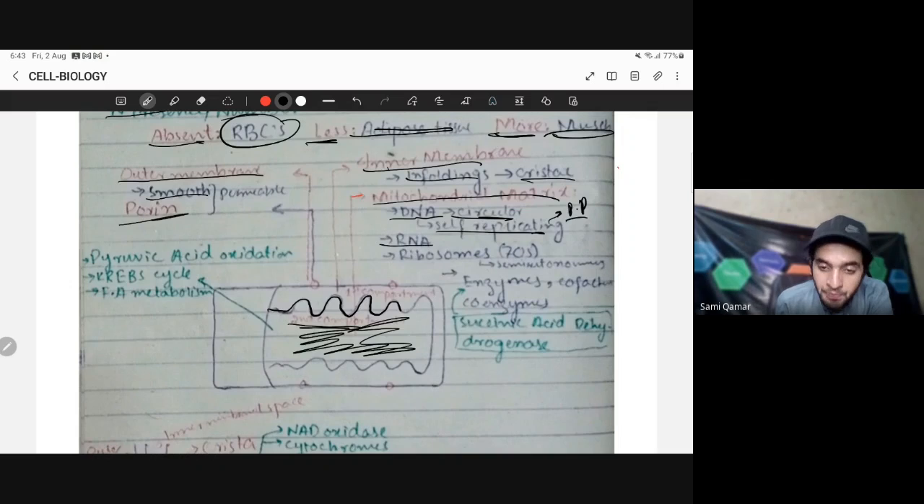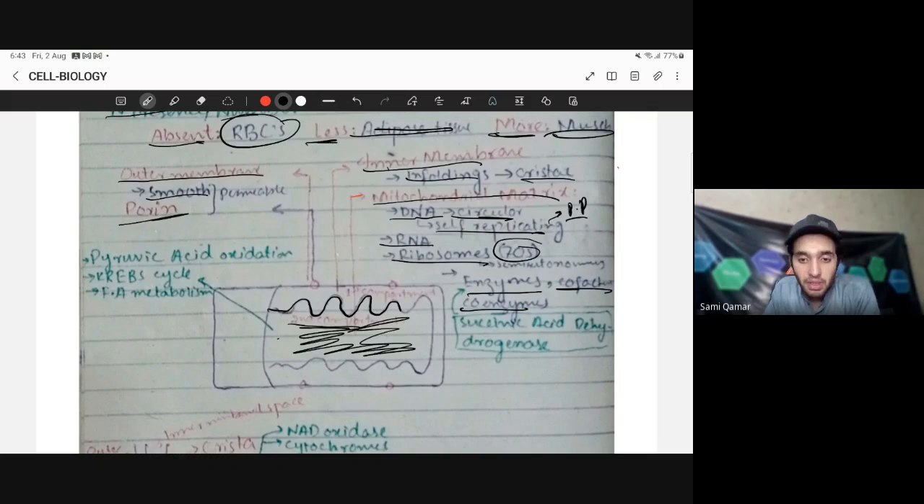RNA will be present in the matrix. 70S ribosomes, the prokaryote type of ribosome, will be present here. Enzymes, coenzymes and cofactors will be present, like succinic acid dehydrogenase. There will be different enzymes; we will talk about them in bioenergetics, so don't worry about these things. I hope you got it.